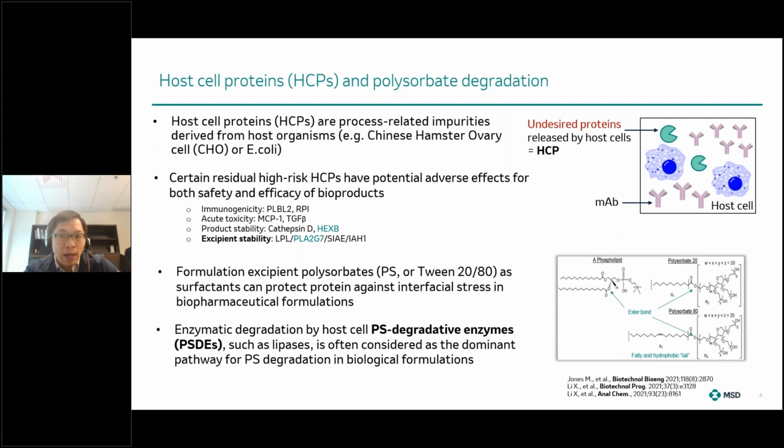Why do we care about it? Once the polysorbate is degraded, it often releases free fatty acids, which can form subvisible particles, which are a critical quality attribute we need to control. That's why it's so important to minimize polysorbate degradation that leads to subvisible particle formation.